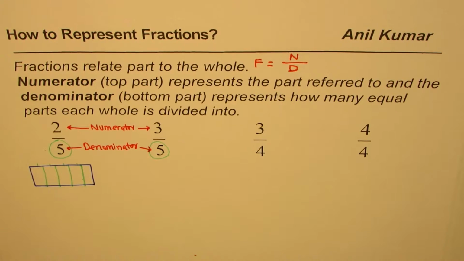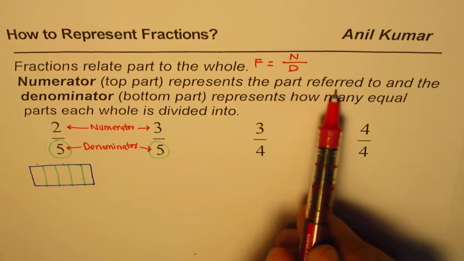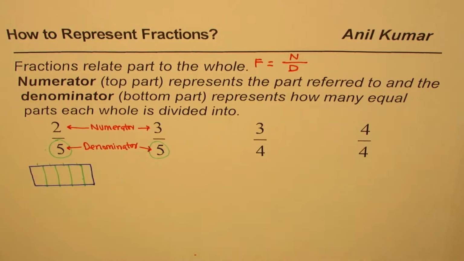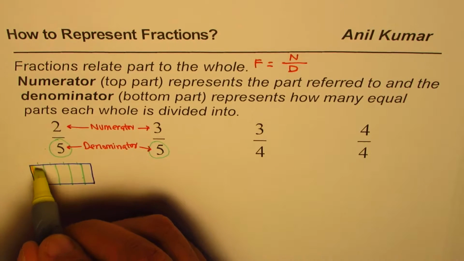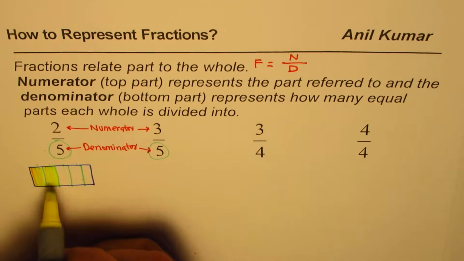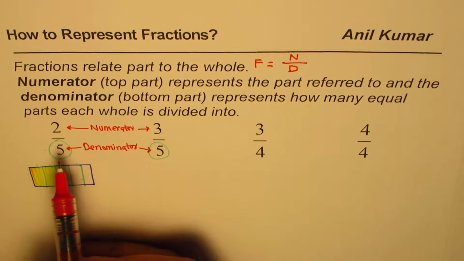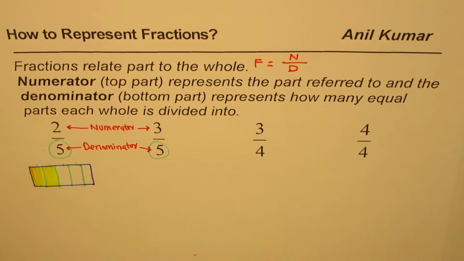Now let's talk about the numerator. The numerator is 2. The numerator, the top part, represents the part referred to. So 2 out of 5, that is what we are trying to say here. So what we will do is, we'll shade the 2 parts, right? So one part has been shaded and the second part has been shaded, right? So this represents 2 over 5. Do you see that? So a whole is divided into 5 equal parts, and then you take the 2 out of them. So that represents 2 out of 5, a fraction.